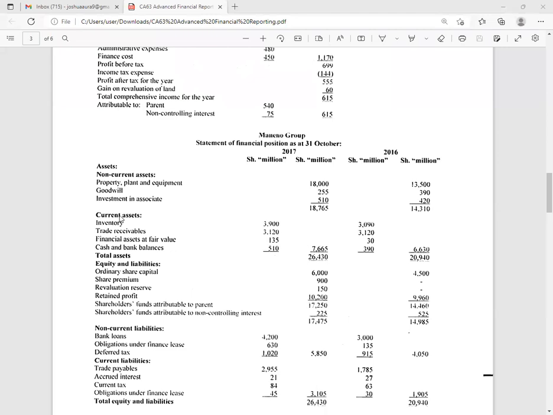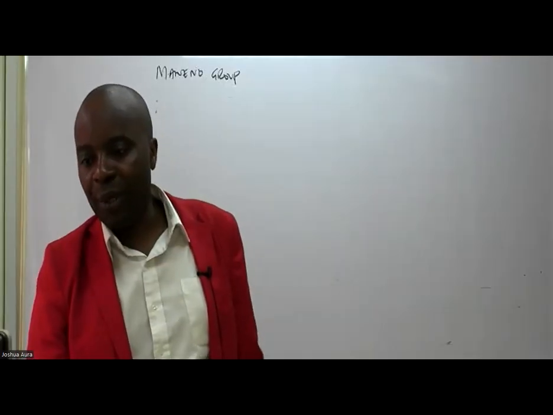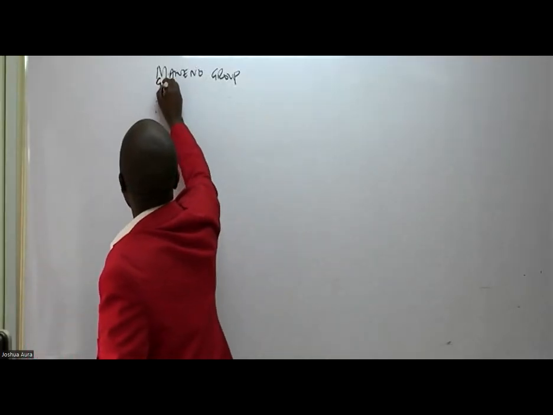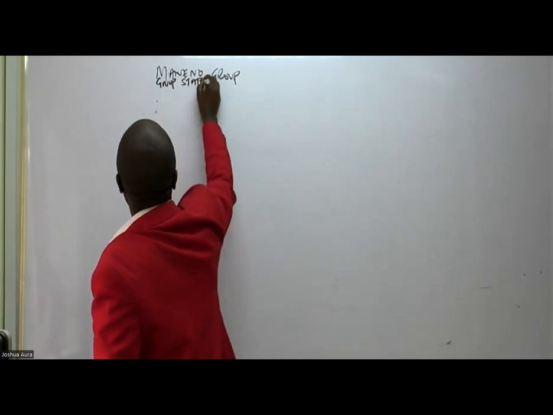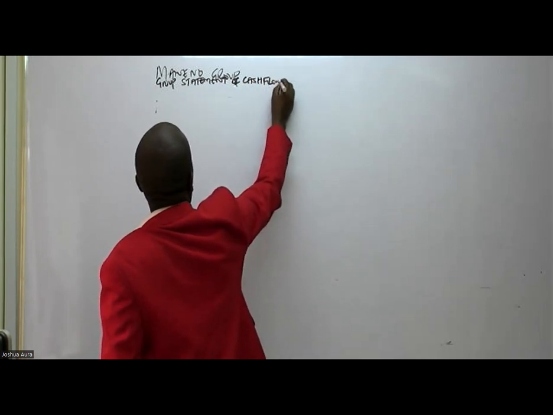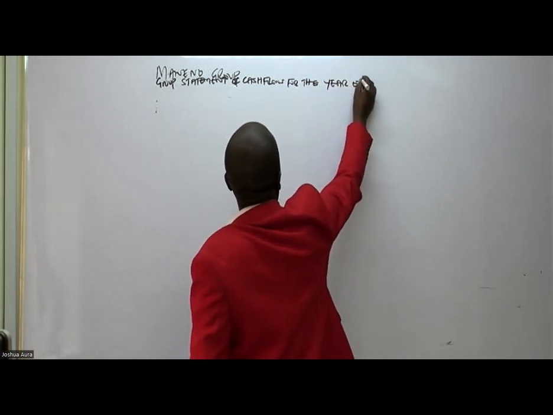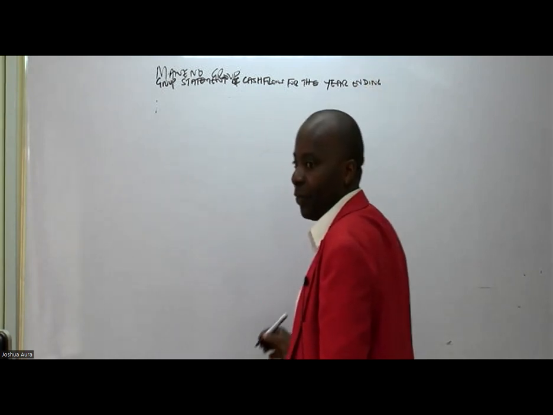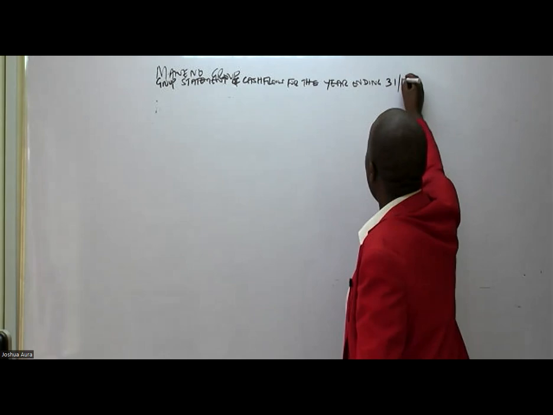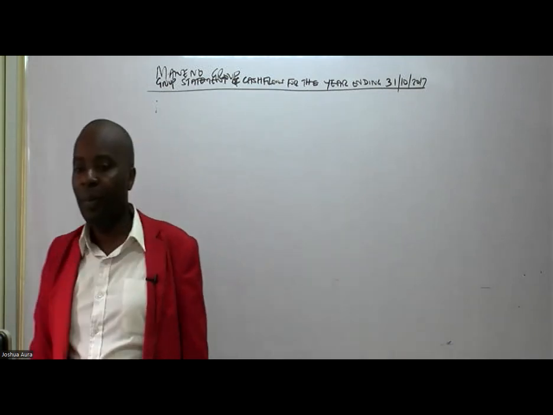Maneno Group would want us to give them the group statement of cash flows for the year ended 31st October 2017. So we have here group statement of cash flows for the year ending 31st October 2017. And then you underline. Please underline like that.